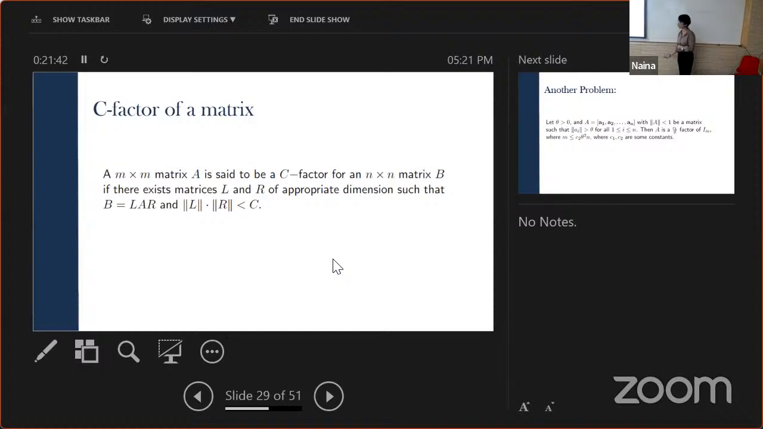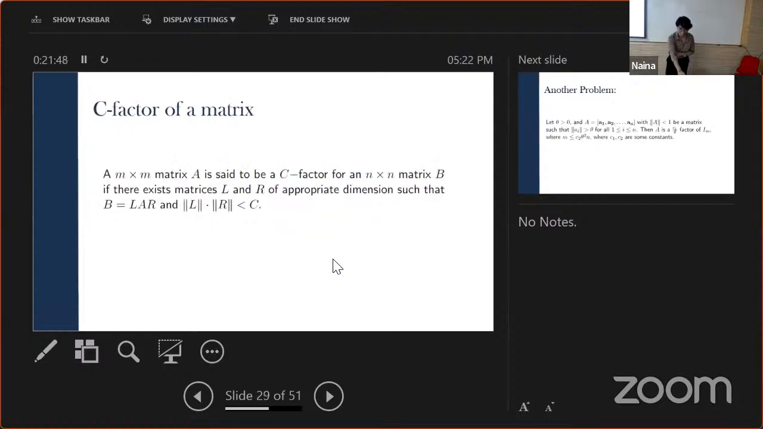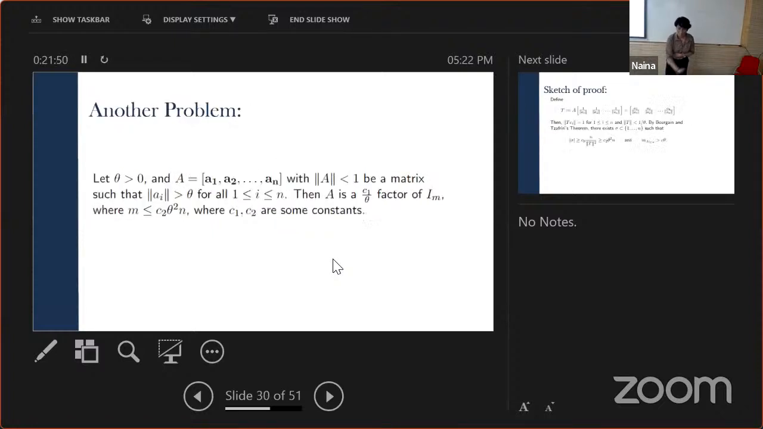So this is just a definition. And so the question is, okay, can I find a factorization of the identity matrix? So if I were to replace B with the identity matrix, then can I still find such a factorization of the identity matrix?